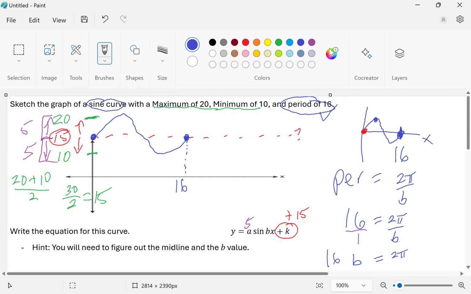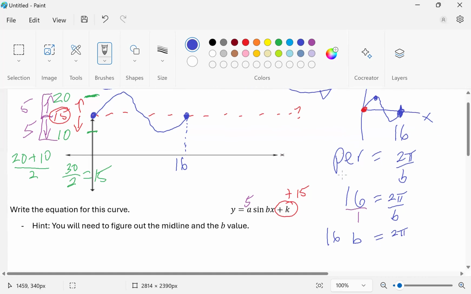So now we want to isolate b. Right there we have 16 times b, so we're going to divide both sides by 16. And we get b equals 2 pi over 16, which is the same as pi over 8. So that's the number that we're going to put right there in front of x, pi over 8.